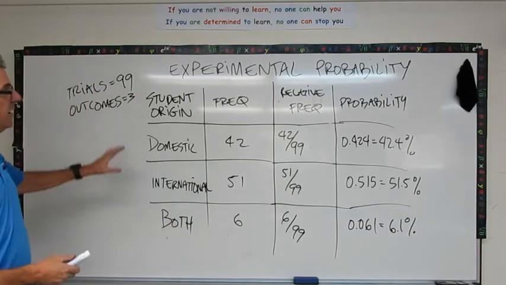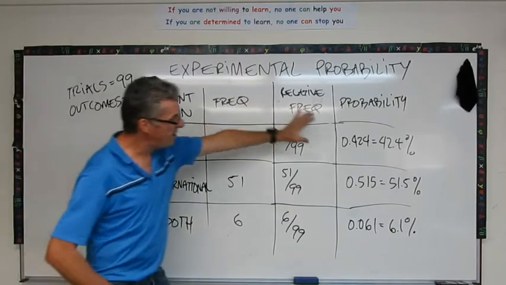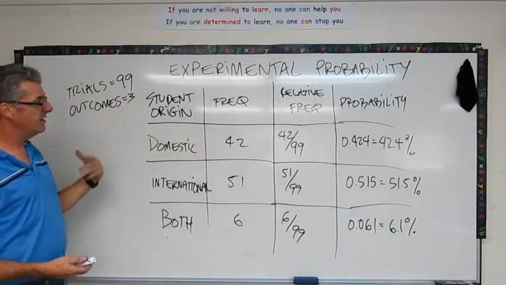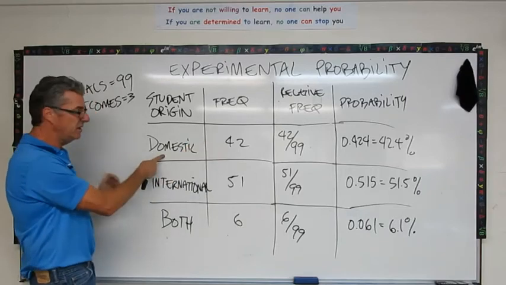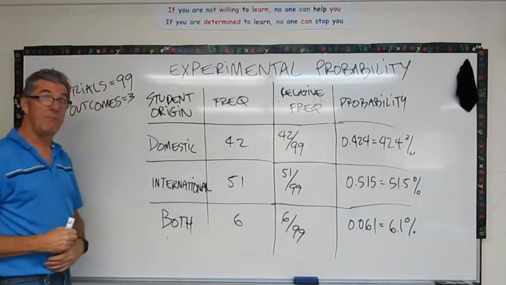Let's take a look. I made a table. We're going to use tables a lot in this unit. And we'll talk more about all of this stuff in a sec, but I want to focus right on this first column. We ran around and we asked a bunch of students, and 42 said they're domestic, 51 said they're international, and 6 said they're both.